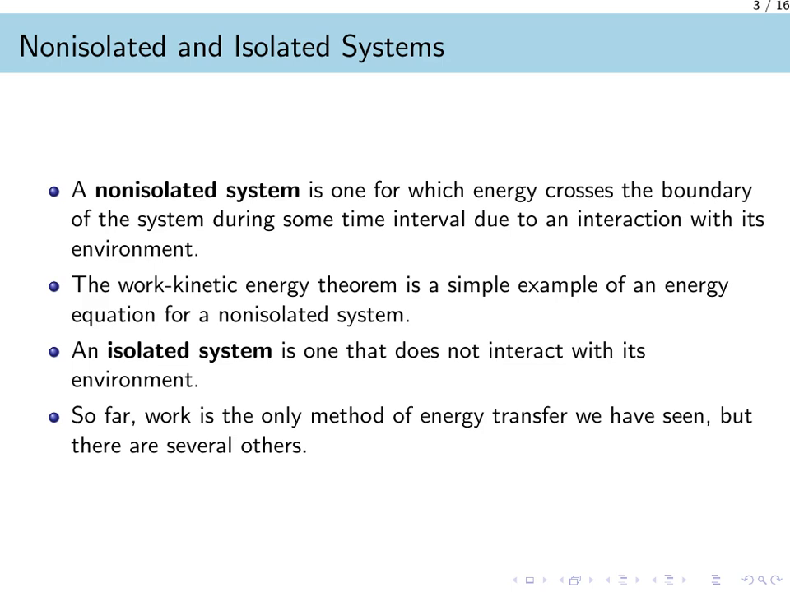The work kinetic energy theorem, which we have already studied, is a simple example of an energy equation for a non-isolated system. For instance, when you do work on an object by pushing it, you are transferring energy into that system. So far, work is the only transfer method we have discussed, but there are several others. The main takeaway is that the key distinction is whether or not energy crosses the system's boundary.